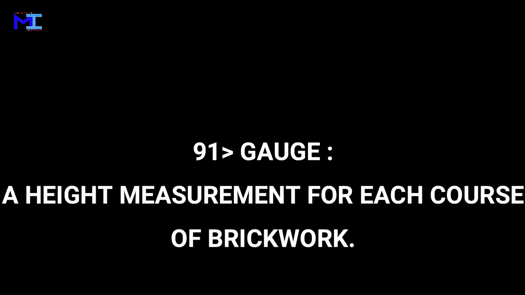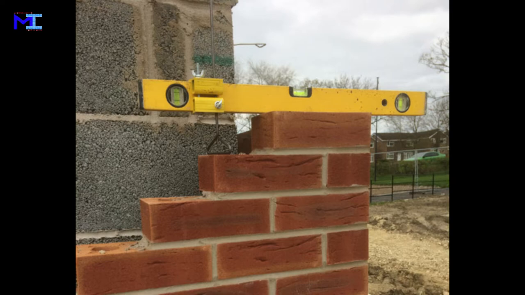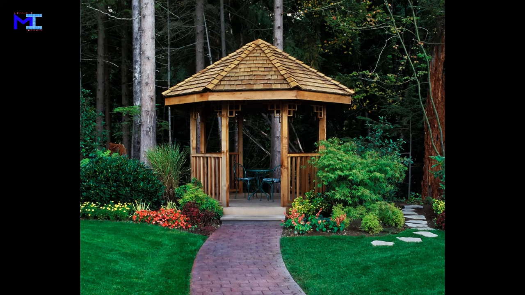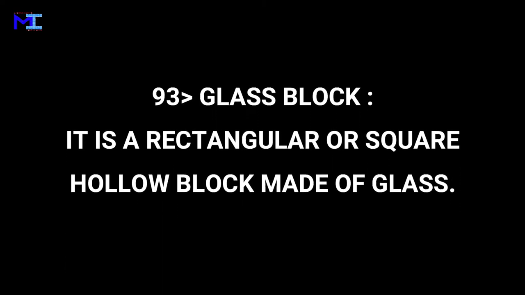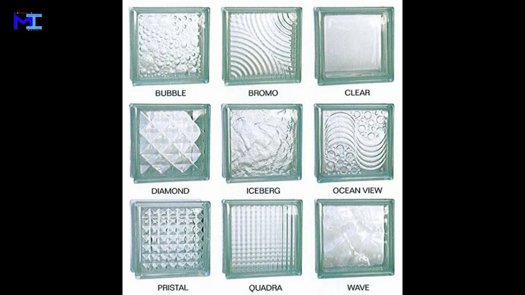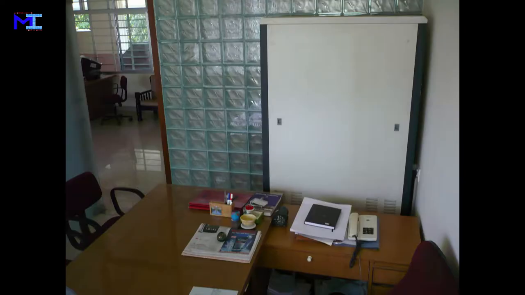Gauge, a height measurement for each course of brickwork. Gazebo, freestanding structure with a roof, typically octagonal and open on all sides. Glass block, it is a rectangular or square hollow block made of glass. Grout. A mixture of cement and water is known as grout.